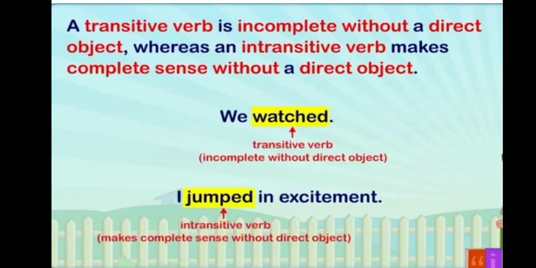A transitive verb is incomplete without a direct object, whereas an intransitive verb makes complete sense without a direct object. For example, we watched. Here watched is a transitive verb because it requires an object to complete its sense. In another sentence, I jumped in excitement. Here I jumped is complete. There is no need of any object. So jumped is an intransitive verb. It makes complete sense without a direct object.